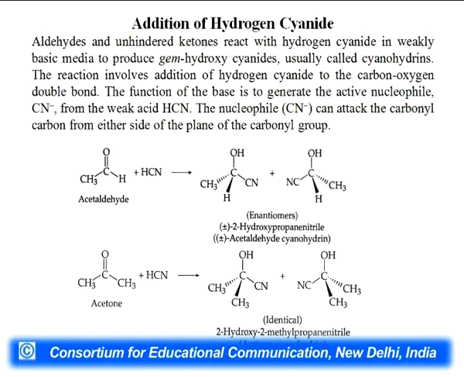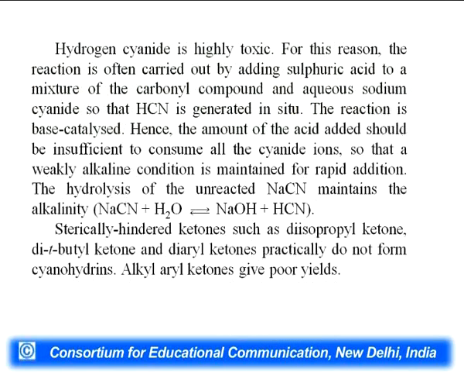You know what enantiomers are? These are isomers of the same structural formula that differ in the rotation of plane-polarized light. So, 2-hydroxypropane nitrile or acetaldehyde cyanohydrin, we can name it by both ways. Acetone, when it reacts with hydrogen cyanide, gives 2-hydroxy-2-methylpropane nitrile or acetone cyanohydrin.